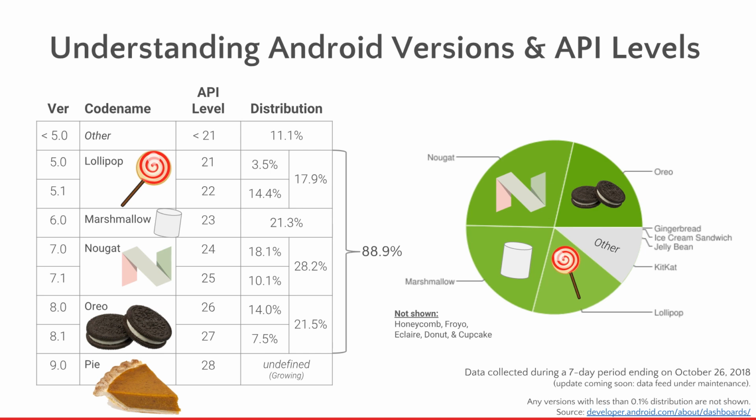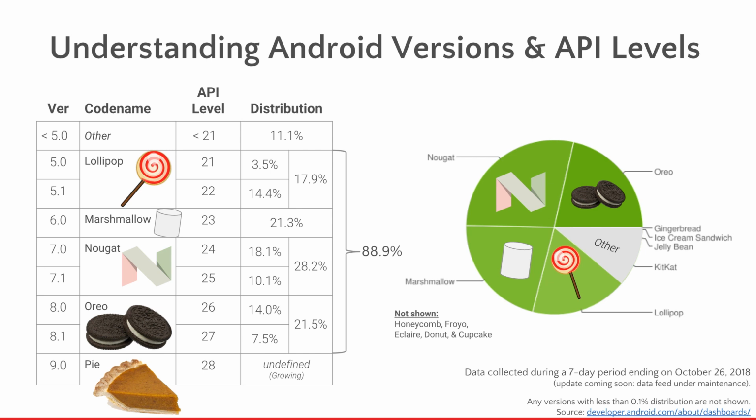This is the distribution as of October 26th for each different version of Android. October 26th is a while ago, but the page I pull this from at developer.android has not been updated since the 26th because the feed they're pulling data from is under maintenance. So expect it to be up there soon. Probably the biggest change you'll see is currently Android Pie is undefined, doesn't have any data for that. Once that updates, I suspect that we'll have a bit of data there.